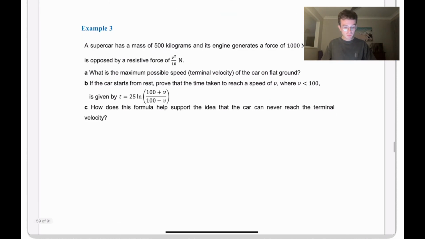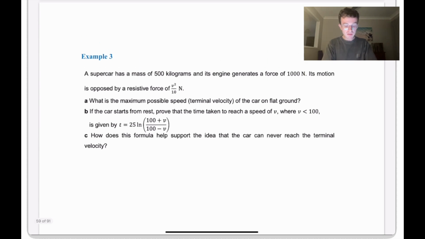Okay, the next example we're going to have a look at some more resisted motion. So we've got a supercar that has a mass of 500 kilograms and its engine generates a force of 1,000 newtons. Its motion is opposed by a resistive force of v squared on 10.